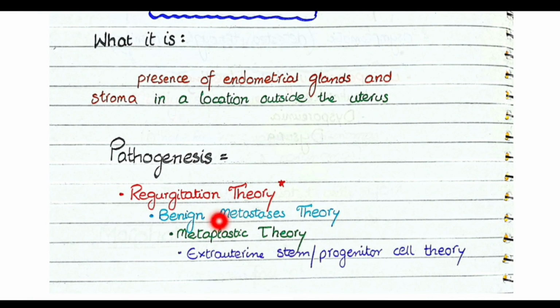Other theories are the benign metastasis theory. Benign metastasis theory indicates that endometrial glands and stroma that line the uterus sometimes spread through the blood vessels and lymphatics into other areas of the abdomen and pelvis. So simply, they spread through lymphatics or vessels. This is called metastasis, but obviously this is not a malignant condition, so we call it the benign metastasis theory.